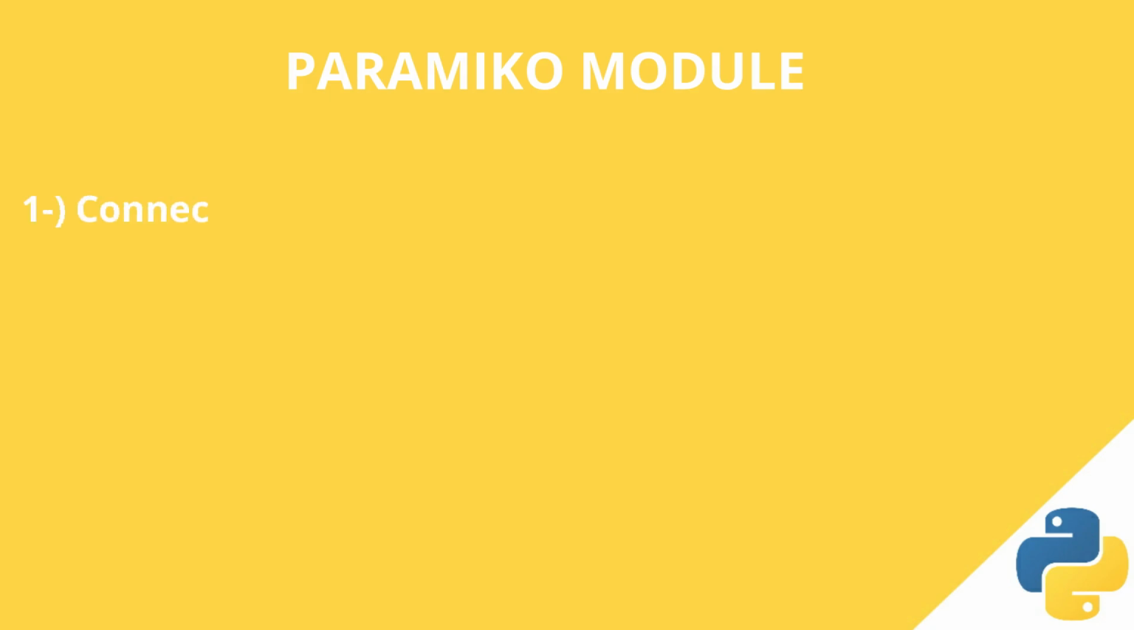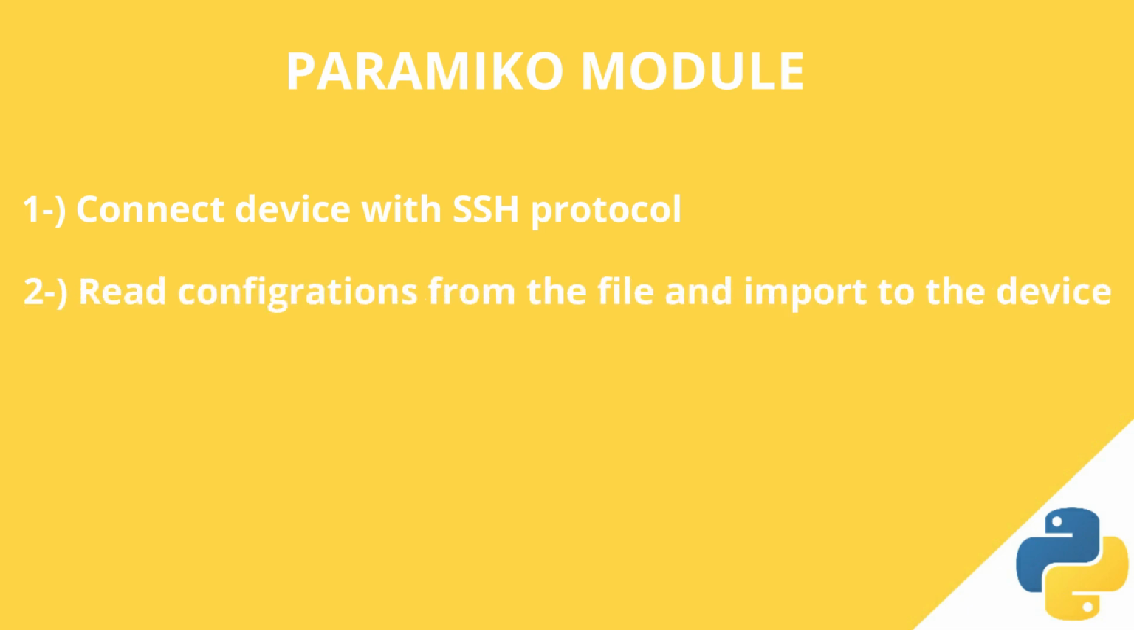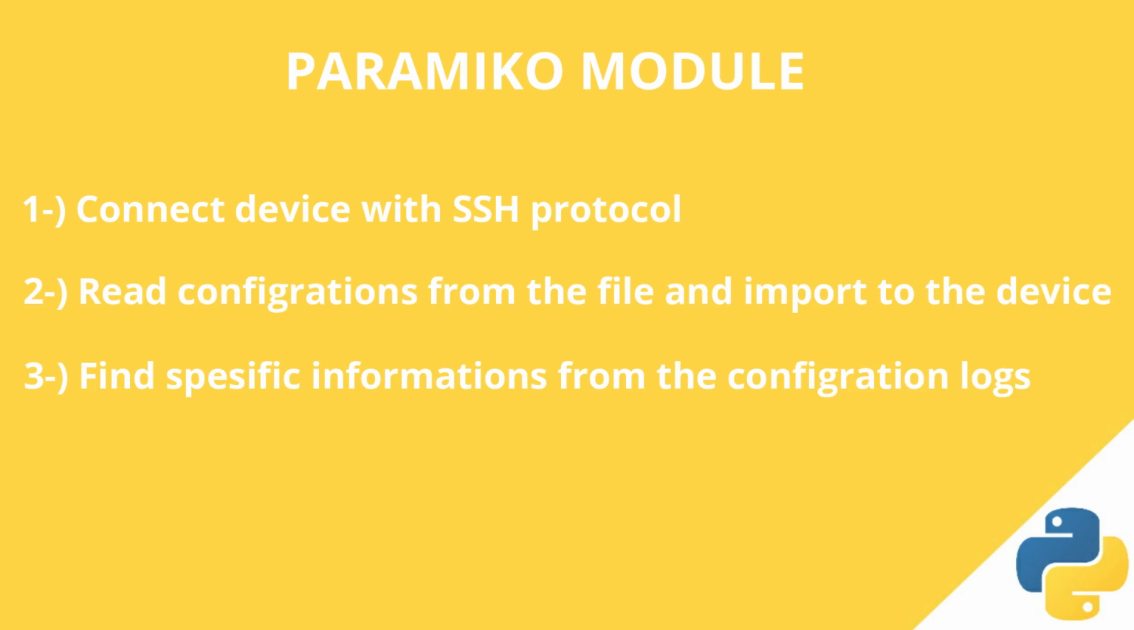Hello everybody, in this course you will learn how to use the Paramiko module for network automation. I will examine Paramiko in 4 parts. First, connect to a device with the SSH protocol. Second, read configurations from a file and import them to the device. Third, find specific information from the configuration logs. Fourth, record the configuration in an Excel file.